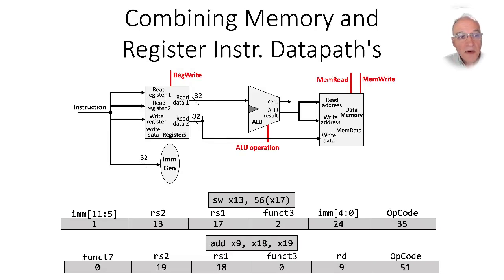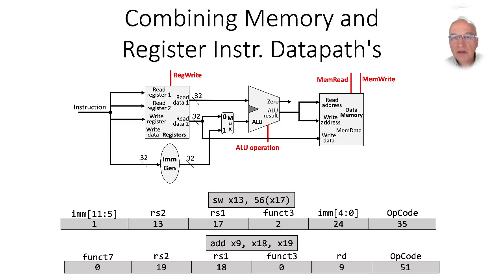So if I now combine my add design with my load and store design, what I have is the 32-bit immediate value that comes from the load and store instructions, and the 32-bit register value that comes from the add instruction. So if I have those two values that need to go into the second input of the arithmetic and logic unit, how do I decide which one we're going to go through?